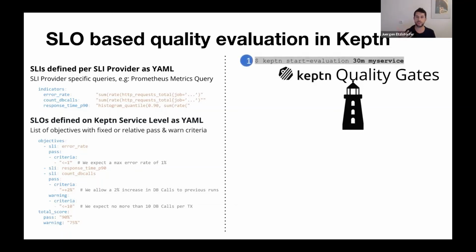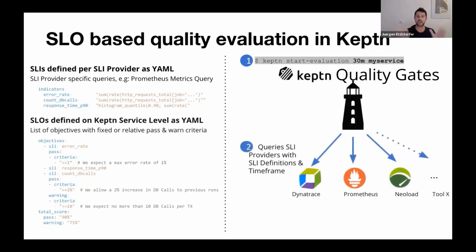And when you have Keptn and you start using Keptn, you can trigger this evaluation, and Keptn will reach out to all the data providers that you have configured, like Prometheus or Dynatrace or Neoload or JMeter also. So we have seen a couple of those already provided by the Keptn community. Then Keptn will reach out to those providers.